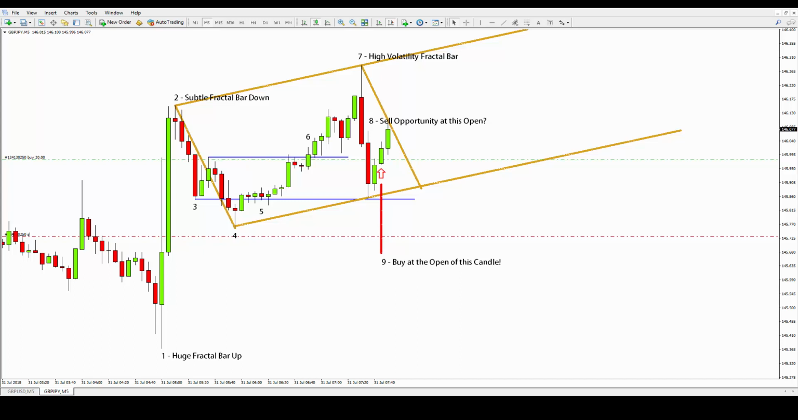We have a 25 pip stop-loss, which is kind of intimidating in the pound-yen pair. For this trade to be reliable, we need at least a 75 pip target. The 75 pip take profit level is the minimum target for this trade.